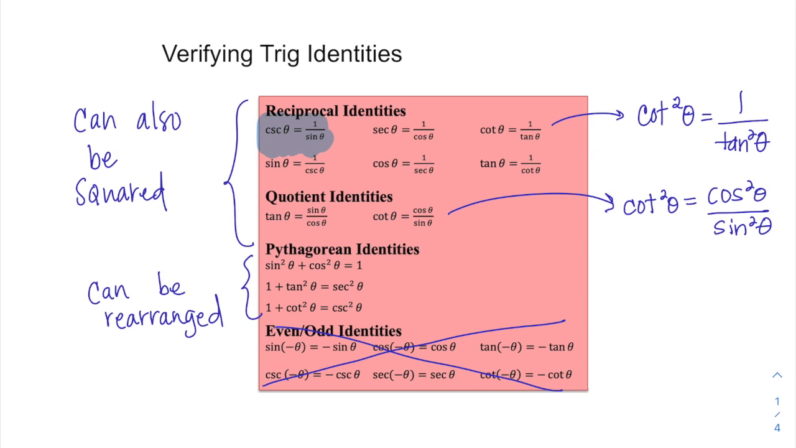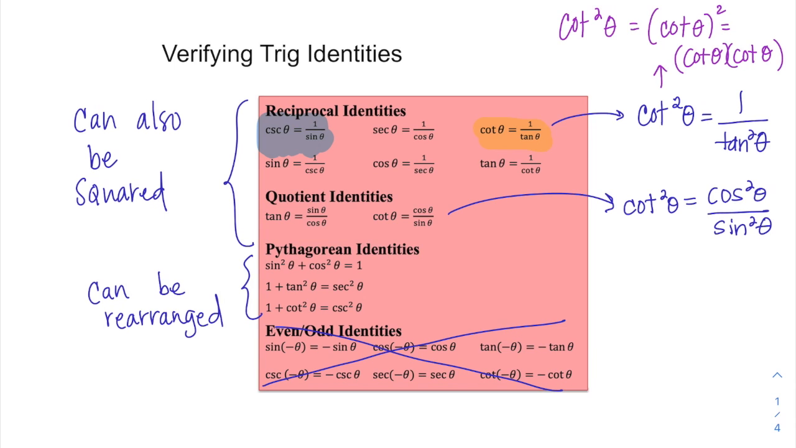Now, a couple additional things about our identities. The first is that the reciprocal identities and the quotient identities can also be squared. So if, for example, I'm looking right here at cotan theta is equal to 1 over tan theta, I could also square both sides of that expression and have a true statement. So I could say cotan squared is equal to 1 over tangent squared. Just so we're clear, when I say cotan squared and the square is on the t like that, that means cotangent of theta squared, or I could write it as cotangent of theta times cotangent of theta.